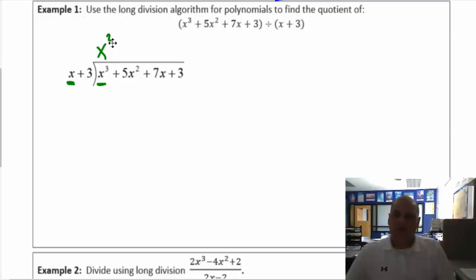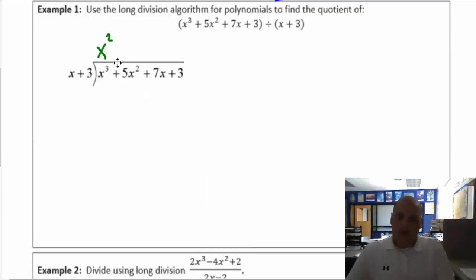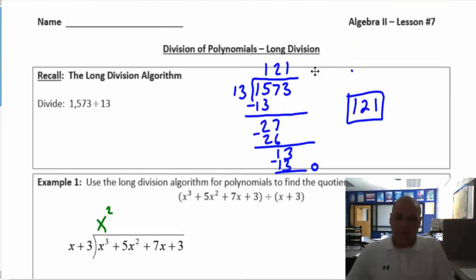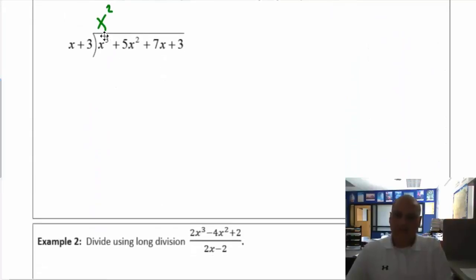X squared times. So what that exactly means is, when you multiply x squared times the x, same process as we did up here. Remember, we did 1 times 13. So you do that in here, x squared times x, and you get x to the third. It goes in evenly. That's how you know it goes in evenly, because these terms match. X squared times 3 is positive 3x squared. Put that underneath the 5x squared and draw your line and subtract.